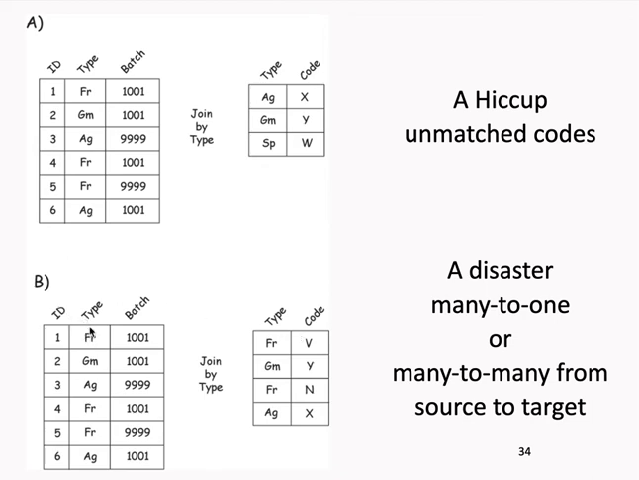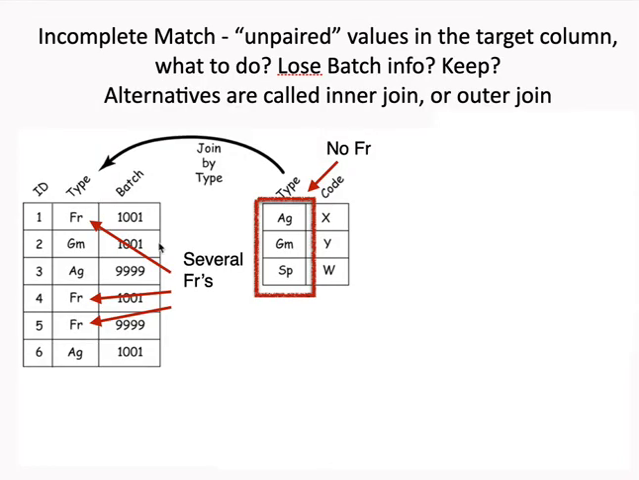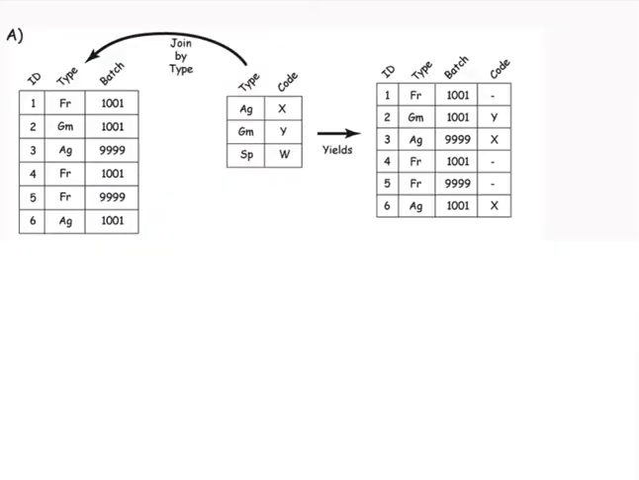I don't want to go from the many, the foreign key, to the candidate or primary key. If I join in this direction, I'll get ambiguous results. I'll get results that depend on how the data were stored, or the system's operation that day, which is usually never what you want, right? So the incomplete match, if we lose the batch info, we call it an inner join. If we keep the missing stuff, we call it the outer join, right? So there's those two versions.